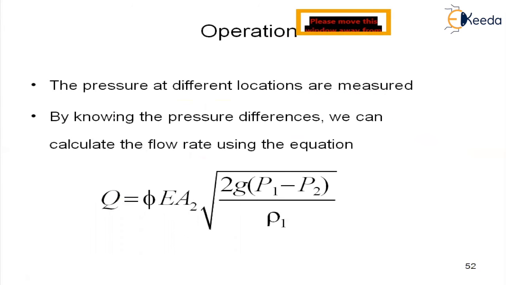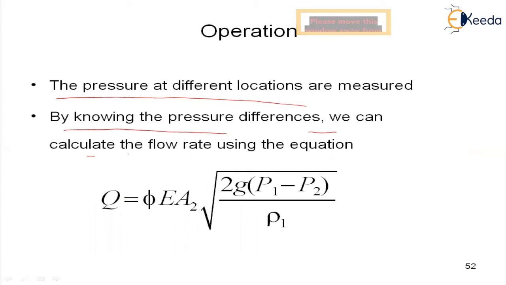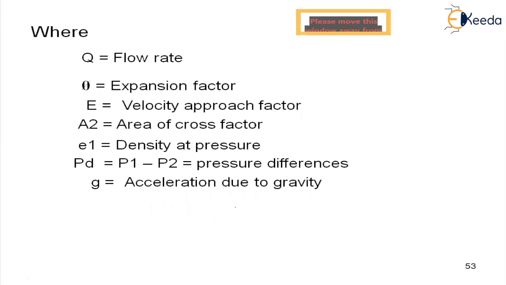Here is the formula. The pressure at different locations I am going to measure. By knowing the pressure differences, we can calculate the flow rate. Q is equal to the expansion ratio times the velocity of approach factor, times the formula I already told you in the previous one. Here Q is the flow rate. Instead of beta in the previous one, in the case of head type flow meters I have taken phi. V is the velocity, and A2 is the cross-sectional area.